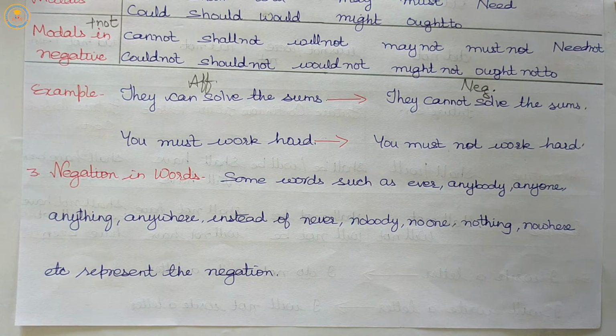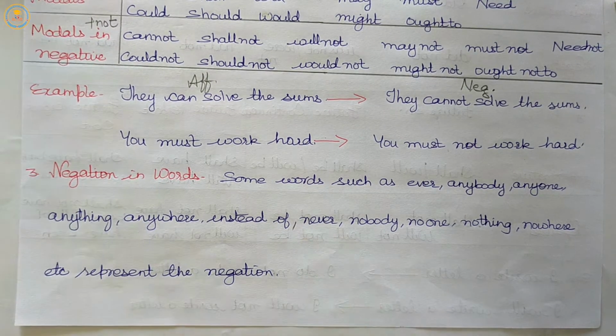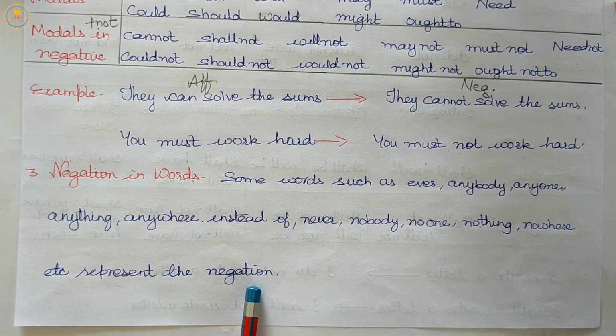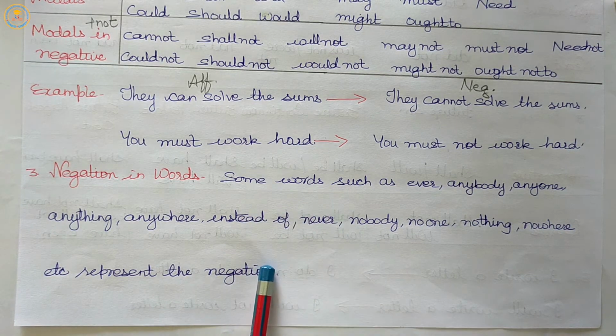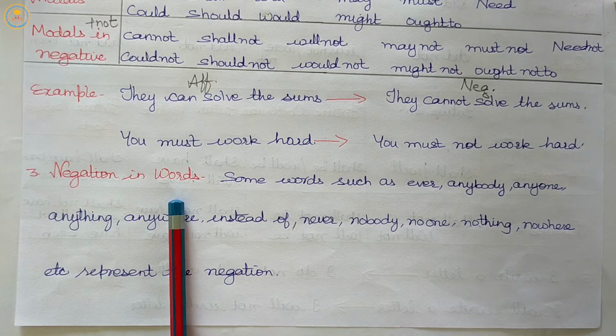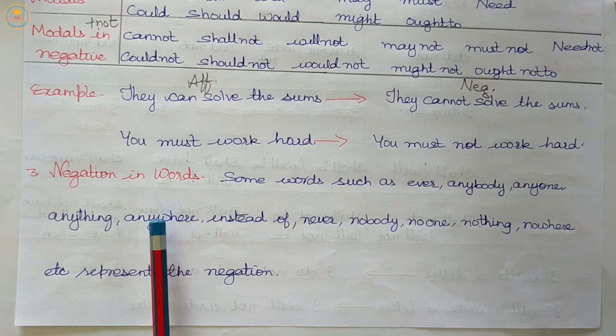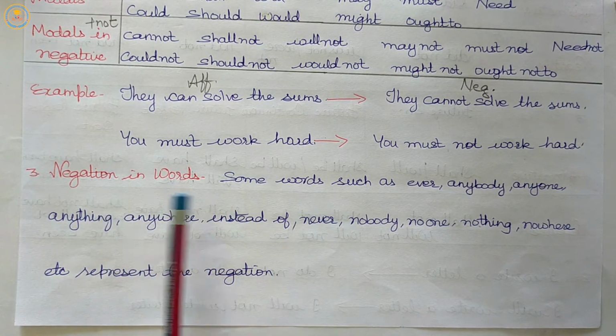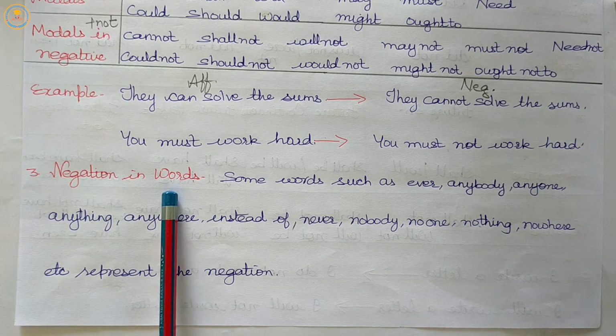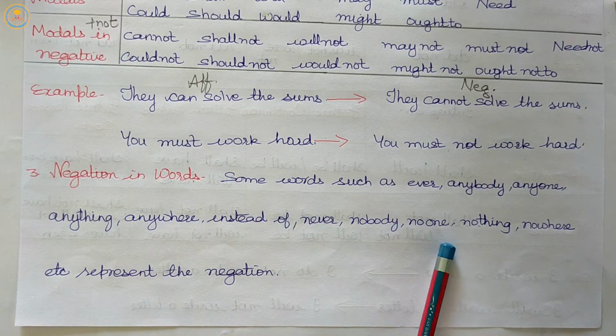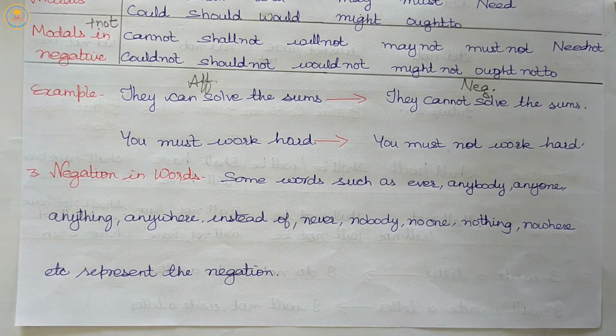Yes. Some words such as ever, anybody, anyone, anything, anywhere, instead of never, nobody, no one, nothing, nowhere, etc. represent the negation. So, negation of words is also the second type of negation. First is that simple not, that we add not to the words. We will discuss it later. Now here negation in words. Some words are given here. Thoroughly read the words that will present the negation form.